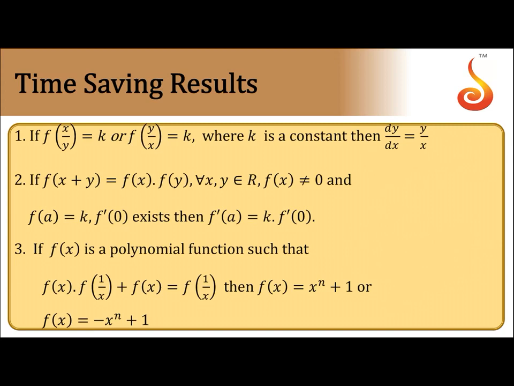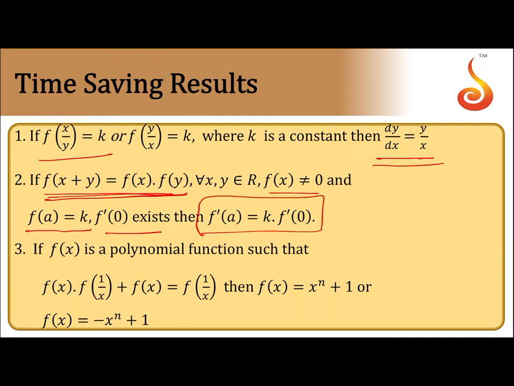There are certain results which save our time. If f of x by y equals a constant, then dy by dx equals y by x, which is a homogeneous function. And f of x plus y equals f of x into f of y. This is an algebraic condition satisfied by the function where f of x is not 0 and f of a equals a constant and f dash of 0 exists. Then f dash of a equals k times f dash of 0. And if f of x is a polynomial function which satisfies the condition, then f of x can be either x power n plus 1 or 1 minus x to the power of n.